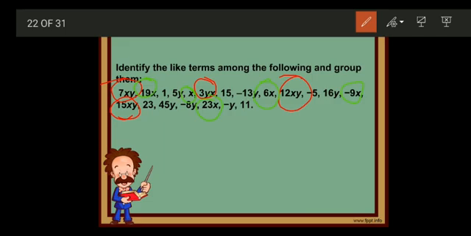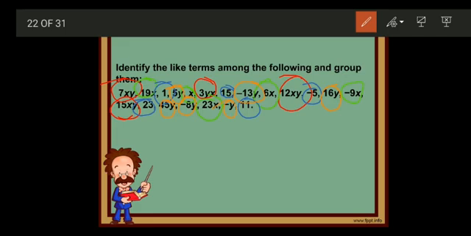Now we have to look for constants, that is, no variable. So 1, 15, minus 5, 23, 11. All these have the same variable factor, that is, there is no variable. So these 1, 15, minus 5, 23, 11 are like terms. Okay. So next, y: 5y, minus 13y, 16y, 45y, minus 8y, minus y. These are all like terms.